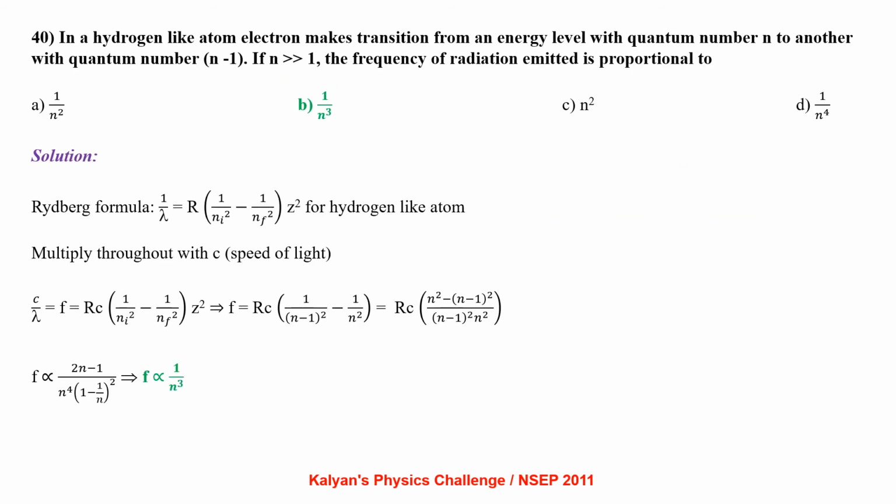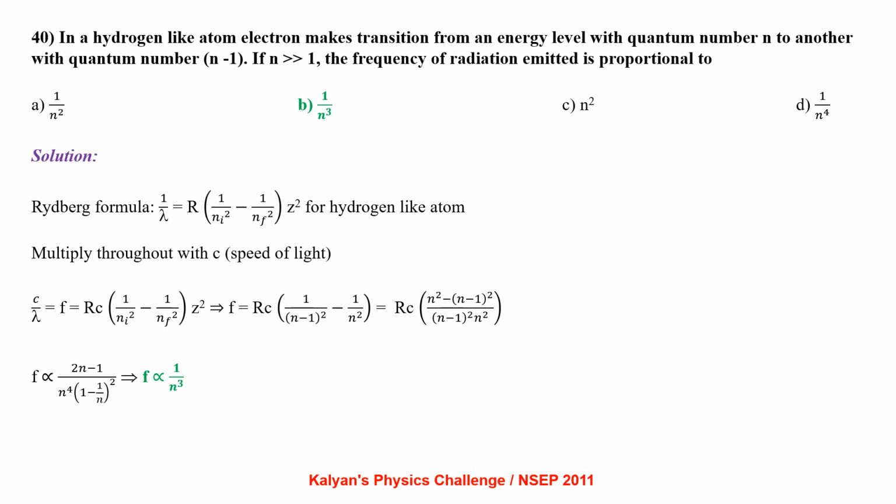In a hydrogen-like atom, an electron makes a transition from an energy level with quantum number n to another with quantum number n minus 1. If n is very much greater than 1, the frequency of radiation emitted is proportional to? Rydberg formula: 1 by lambda equal to R of 1 by n initial square minus 1 by n final square into Z square for a hydrogen-like atom.